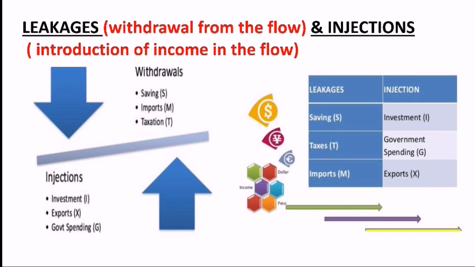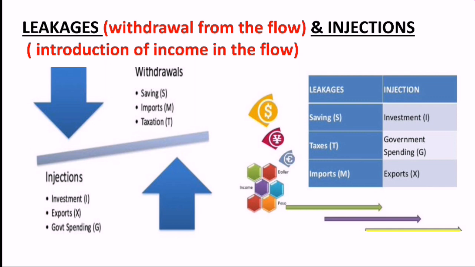Now there is one more important concept which is although not there in your syllabus, but in order to make a strong base, you need to learn this concept as well. So this is the concept of leakages and injections. Now, what are these leakages and injections? See, leakage means withdrawal from the flow. Suppose you have a cut in your body, then what will happen as a result of it? Your blood will flow out and you will feel weak. On the other hand, if you have got an injection, then it will increase your immunity, it will add something to you. So in the same way, leakages are the withdrawal and injections are introduction of income to the flow, right?